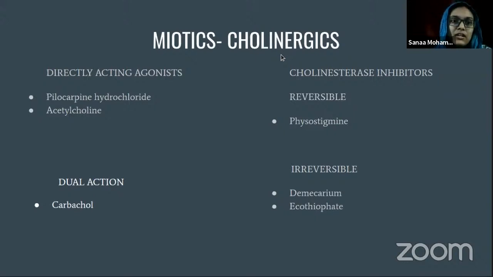This includes drugs which are directly acting agonists like your pilocarpine and acetylcholine, and drugs which are cholinesterase inhibitors. These can be reversible like physostigmine or irreversible like dimecarium and ecothiopate, and those with dual action like carbachol. So what is the mechanism of action?